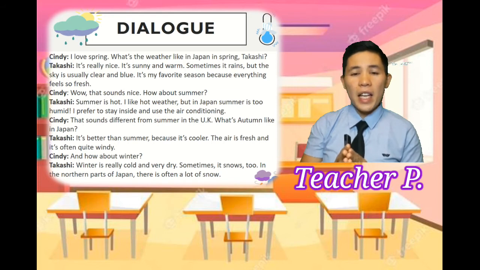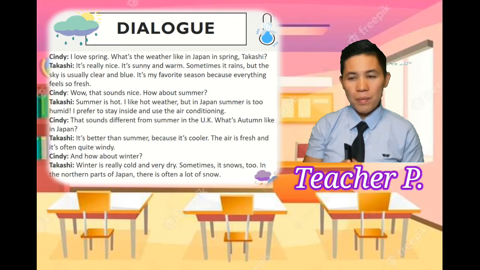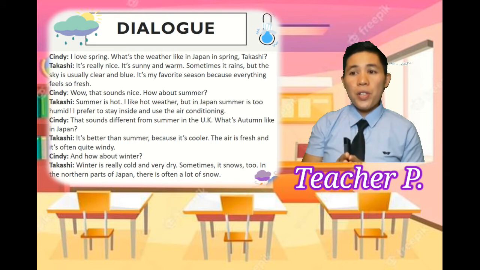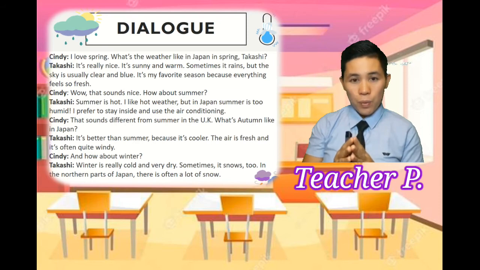What's autumn like in Japan? Takashi: It's better than summer because it's cooler. The air is fresh and it's often quite windy. Cindy: And how about winter? Takashi: Winter is really cold and very dry. Sometimes it snows too. In the northern parts of Japan, there is often lots of snow.